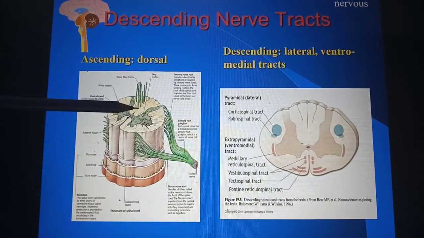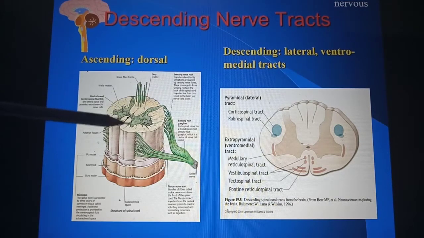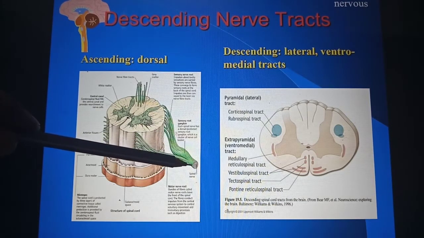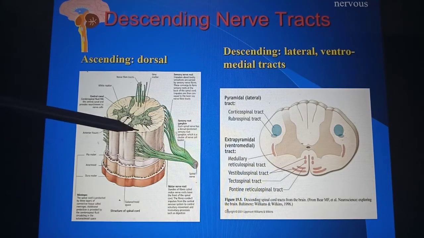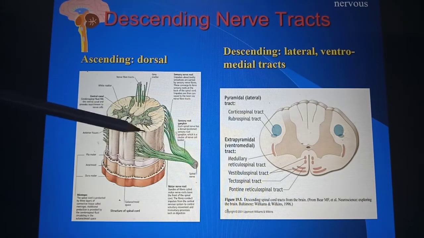So here you can see the nerve fiber tracts. This is how they go from the bottom to the cerebral cortex. And this is the white matter, this is the gray matter and the central canal, and these are the sensory nerve root and spinal nerves. The spinal nerves from the spinal cord are peripheral nerves, whereas this is the central nervous system.